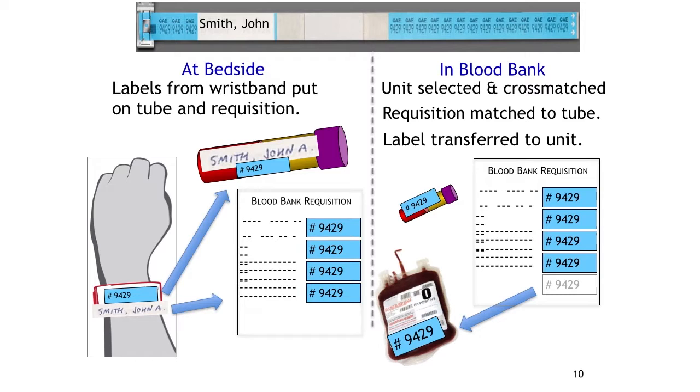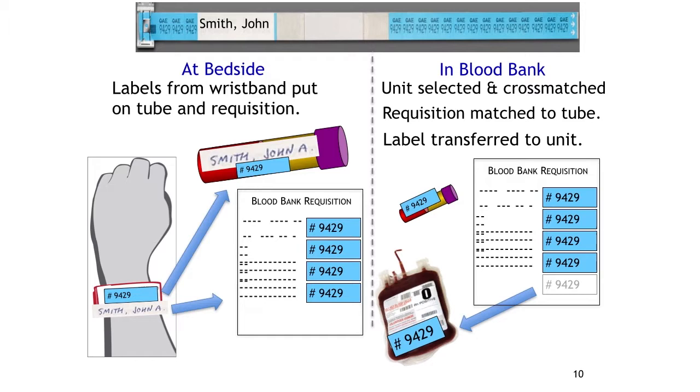And then you have all these little extra numbers, which you can stick on your blood requisition, right on the piece of paper. And so that goes to the laboratory. When the laboratory has set up a unit of blood, the laboratory can peel off one of these little numbers and put it on the bag.